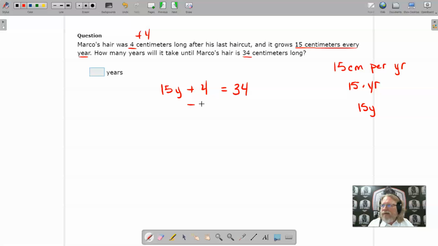So let's go ahead and subtract 4 to get rid of that positive 4. And what we do to one side, let's do to the other. The 4s are going to cancel each other, leaving us with 15Y. And 34 minus 4 is going to be 30. Now we have the 15 tied to the Y through multiplication. The opposite operation is division. We're going to divide by 15 because that's what we wish to get rid of. And what we do to one side, we're going to do to the other. The 15s are going to cancel each other, leaving us with Y. And 30 divided by 15 is 2. So it's going to take 2 years before Marco's hair is 34 centimeters long.